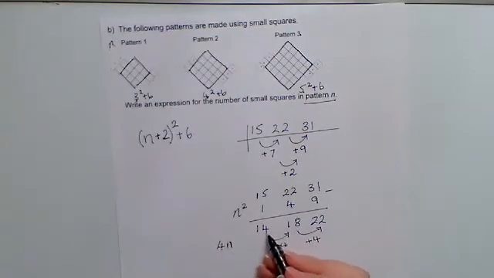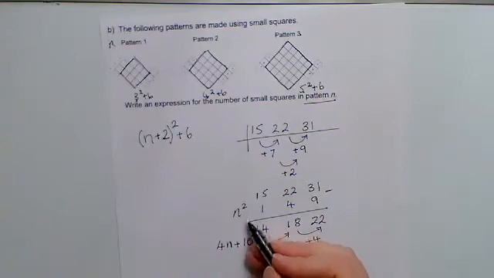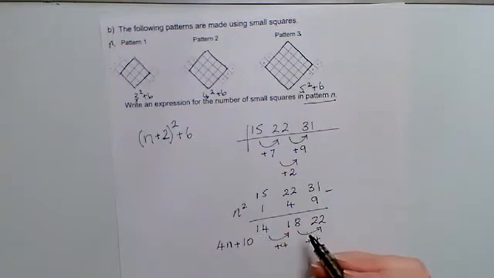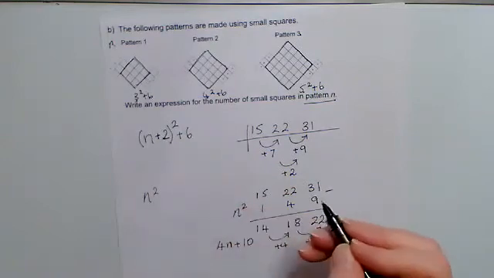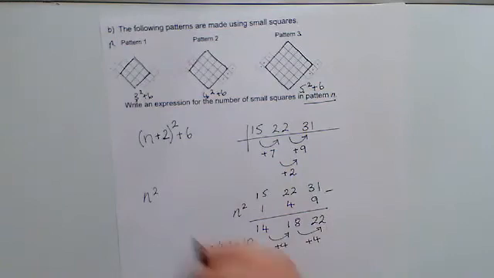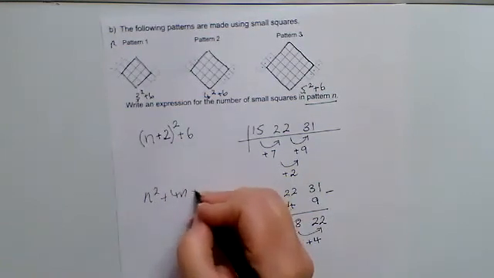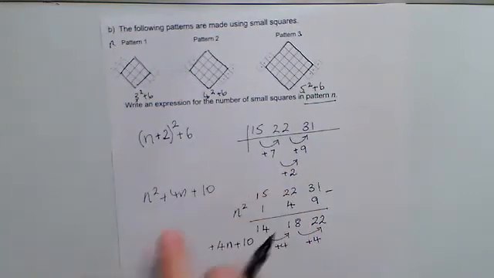It doesn't start with 4, it starts with 14. So it'll be 4n plus 10. And the way to check that you've done this right, if you put your finger over the n, 4 plus 10 gives me 14. So now I can combine these two sequences together. So n squared plus 4n plus 10. Now, it looks very different to that one, but it is the same.